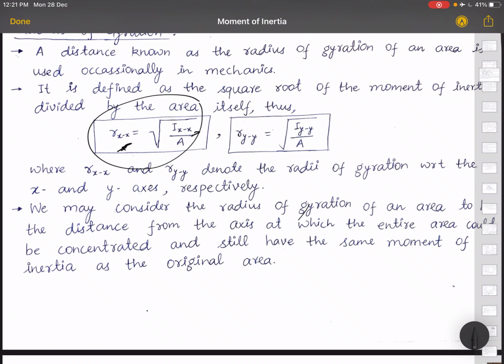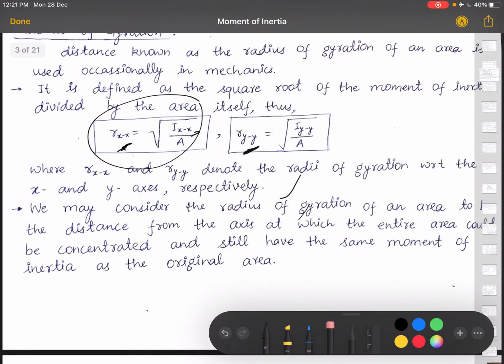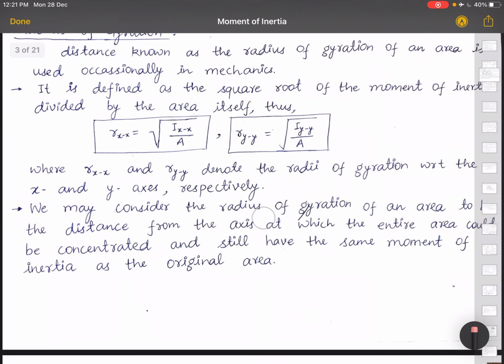So Rx is the distance with respect to the x axis, and Ry is with respect to the y axis. Rx and Ry denote the radii of gyration with respect to the x and y axis respectively. We may consider the radius of gyration of an area to be the distance from the axis at which the entire area could be concentrated and still have the same amount of moment of inertia. This I have just explained. It is written in words, okay?